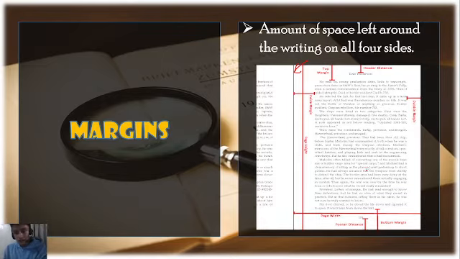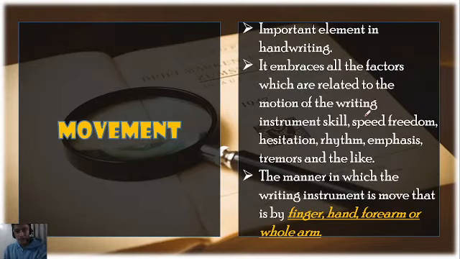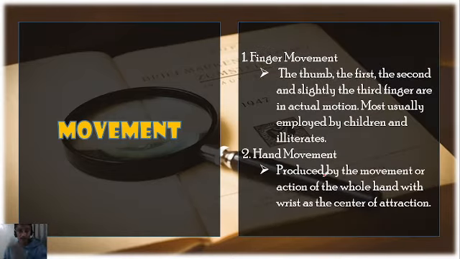Okay, and then with that, we simply refer to it as margin. And movement. So movement, we are referring to the muscle movement, not only the hand muscles. We categorize handwriting movement, or writing movement, into four. So meron tayo finger movement of handwriting, meron din tayo hand movement of writing, forearm, and whole arm writing. So let's try to differentiate those four.